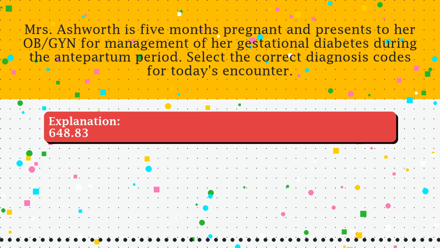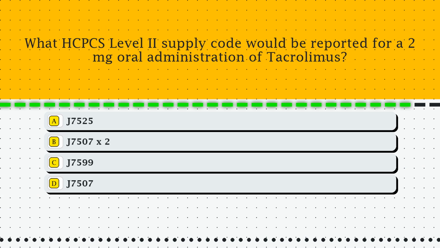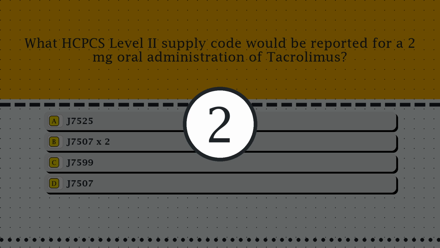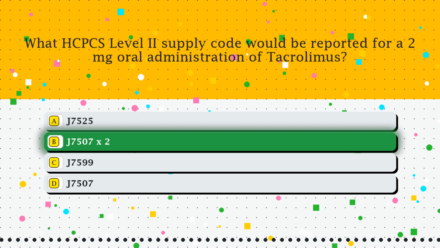Question 176. What HCPCS Level 2 supply code would be reported for a 2 mg oral administration of tacrolimus? Option A, J7525. Option B, J7507X2. Option C, J7599. Option D, J7507. The correct answer is option B, J7507X2.